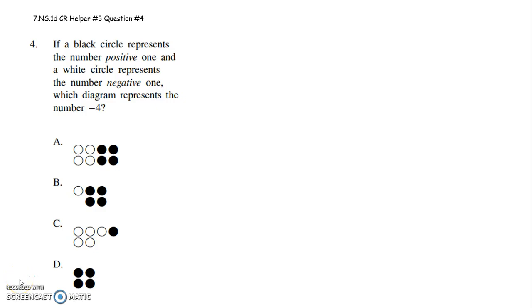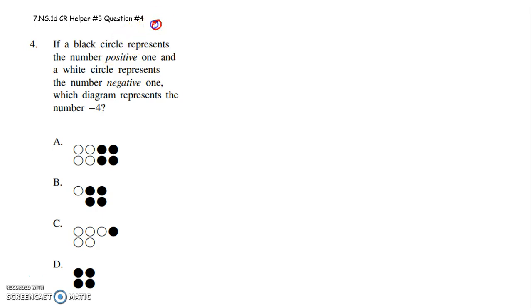All right, 7th graders, this is to help you with question 4 on the third CR. Remember, my questions are similar but not the exact same problem. If a black circle represents the number +1 and a white circle represents the number -1, which diagram represents the number -4? Okay, so let's just see.